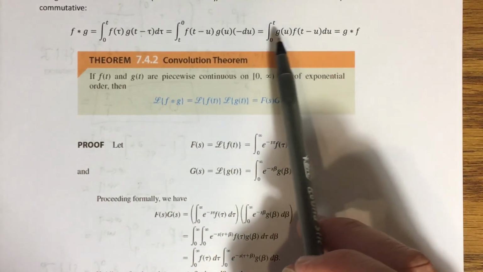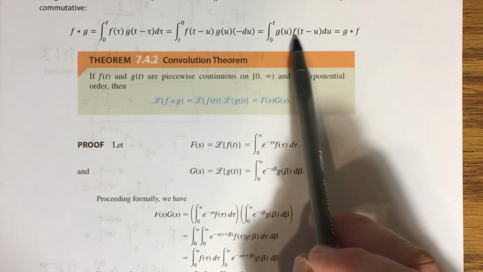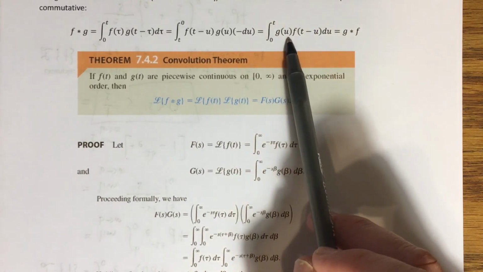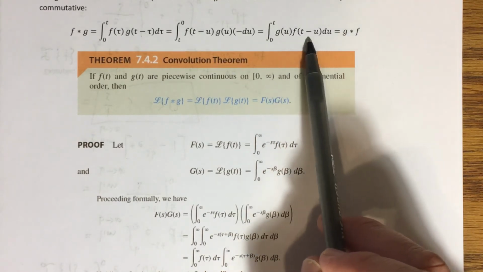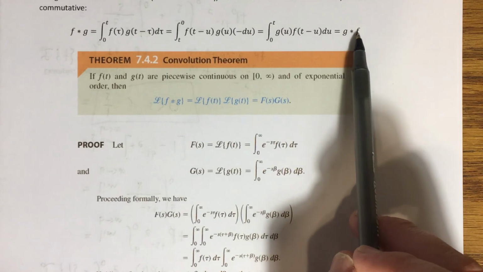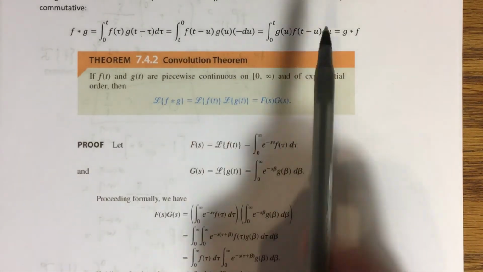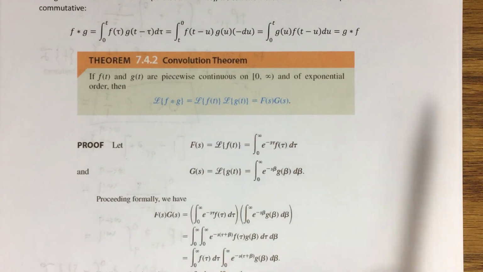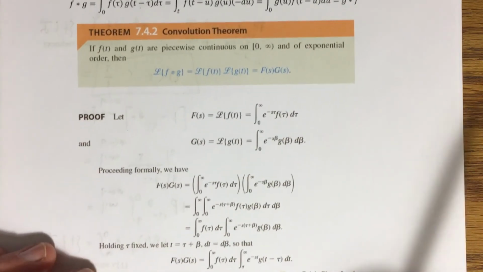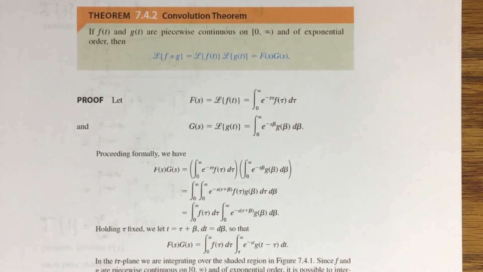Once we do this, I've also rearranged the factors in this product here using the commutative property of multiplication. And now what we have is what the definition of the convolution of g with f would be. So this shows that you can take a convolution in either order and it's the same thing. It's commutative.